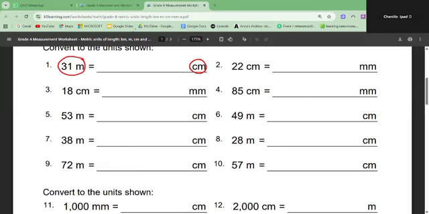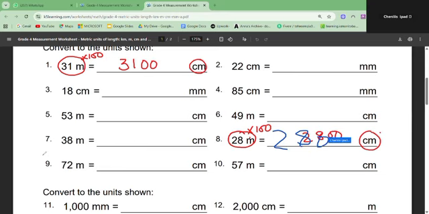Did you remember? Times by 100. Very good. Times by 100. So when you times by 100, what do you get? 3,100. Okay, now come to question number 8. 28 meters to centimeters. To convert from meters to centimeters, what do you do? You times by 100. So what do you get? 2,800.